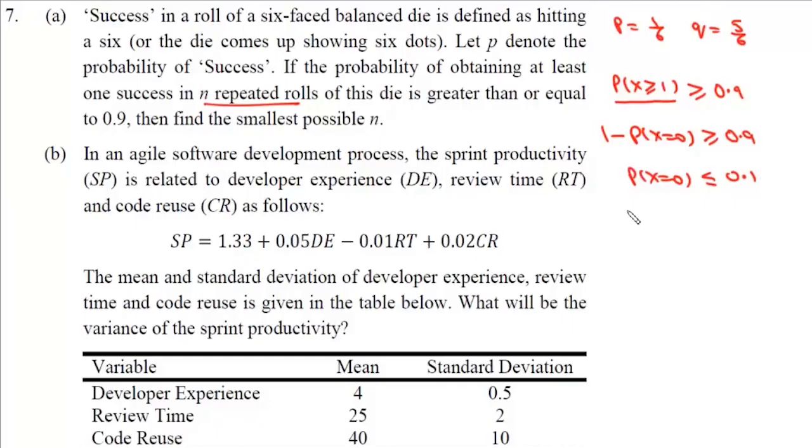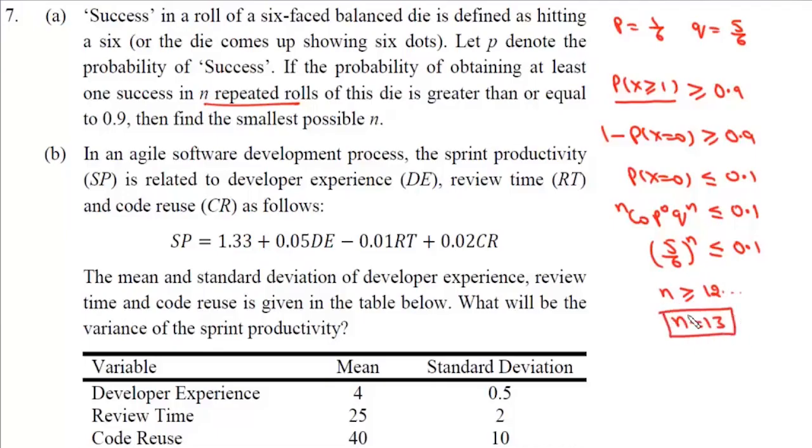Now probability of x equal to 0 is nC0, p to the power 0, q to the power n, and it will be less than 0.1. Now q is (5/6) to the power n, and it will be less than 0.1. Now if we take log and solve, we'll get n should be greater than or equal to 12 point something. So basically the smallest possible value of n must be 13, and that is the answer to this question.